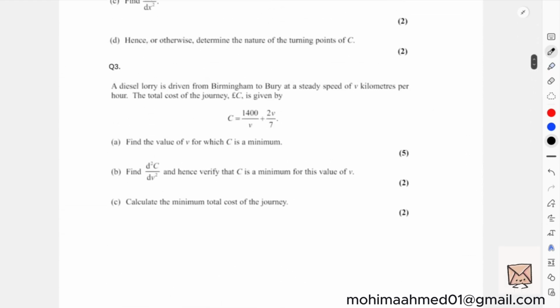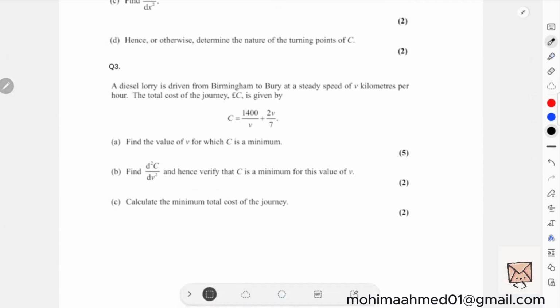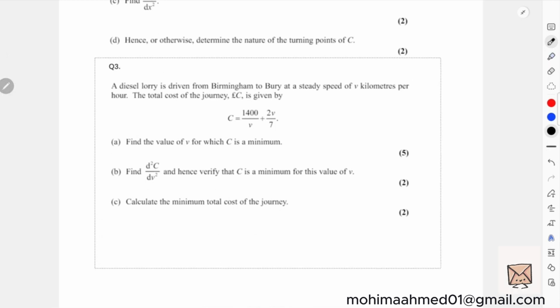Okay, we're going to do another maths question, which is this one.